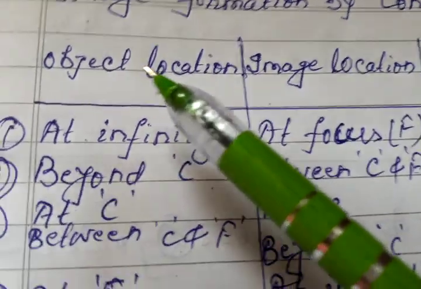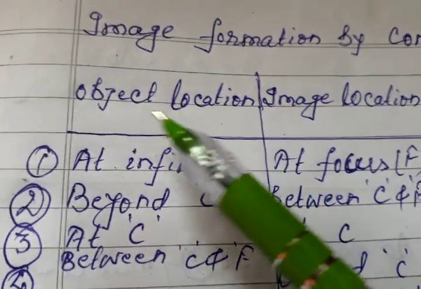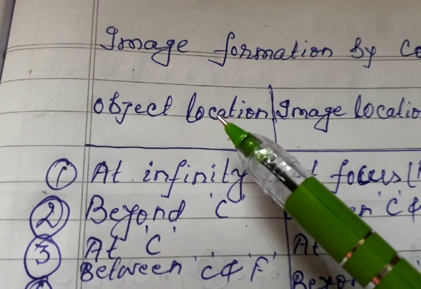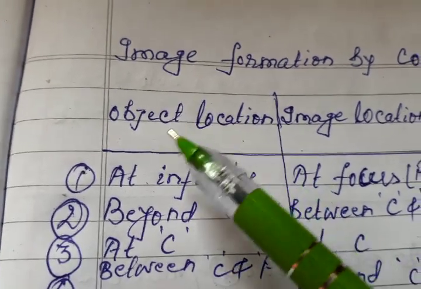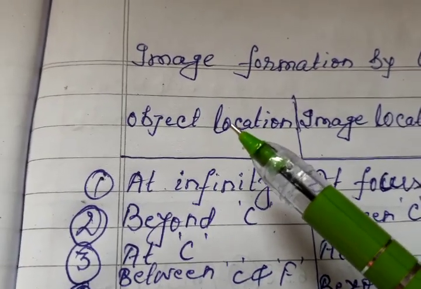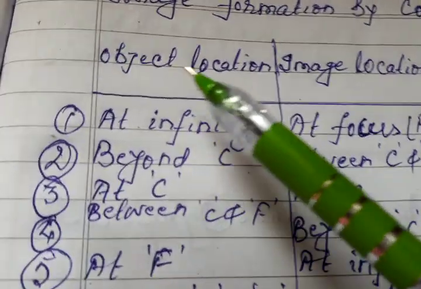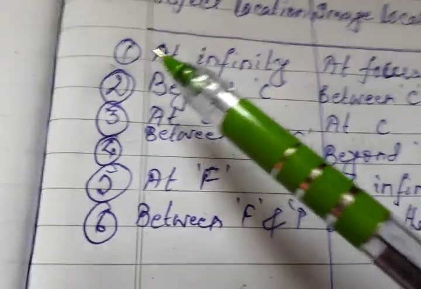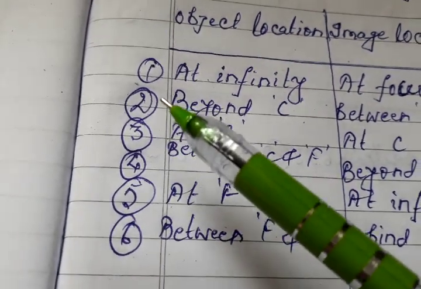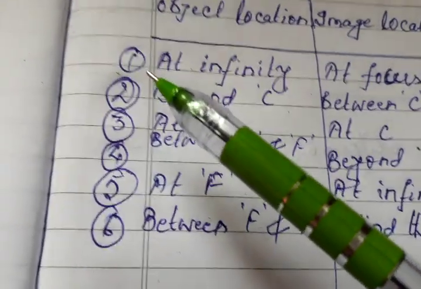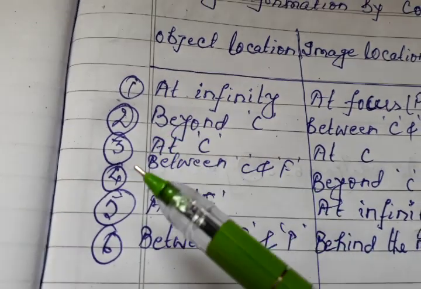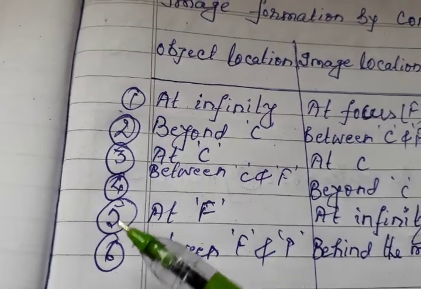So what is object location? It means where the object is placed, where the object is kept in front of the mirror. This is the object location. See here, there are 6 conditions. In the book only 4 conditions are given, but here we have taken 6 conditions.